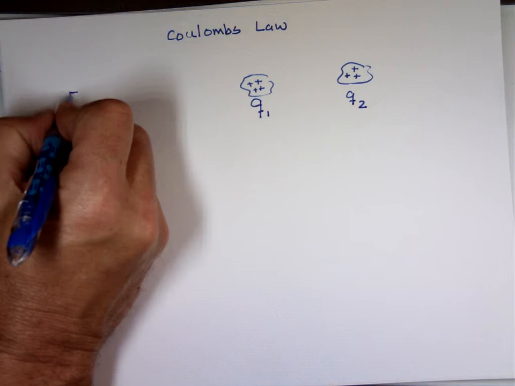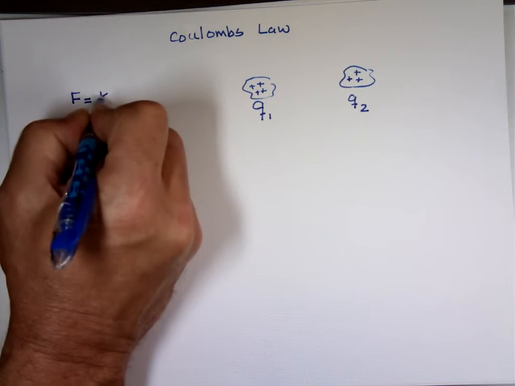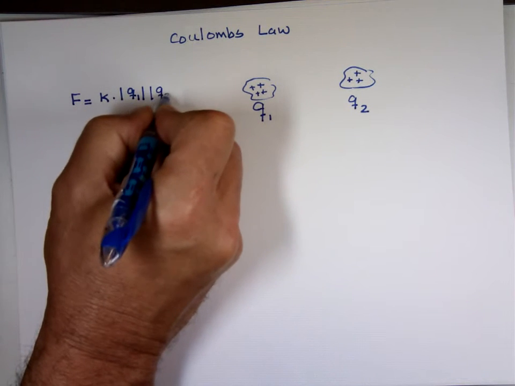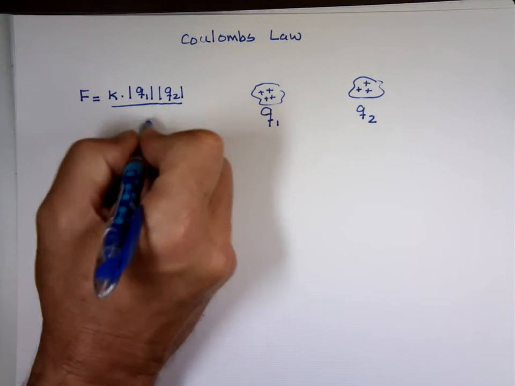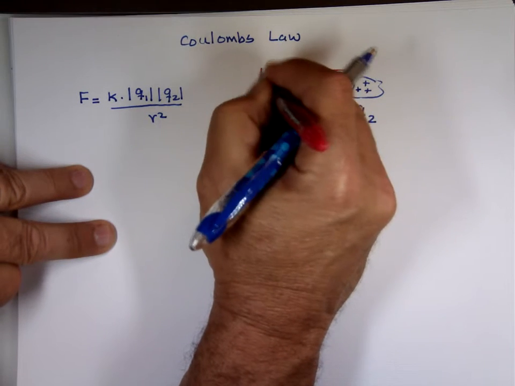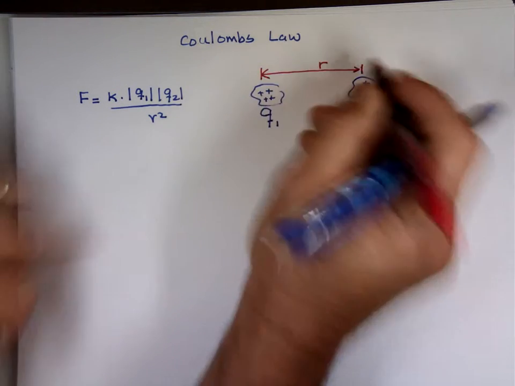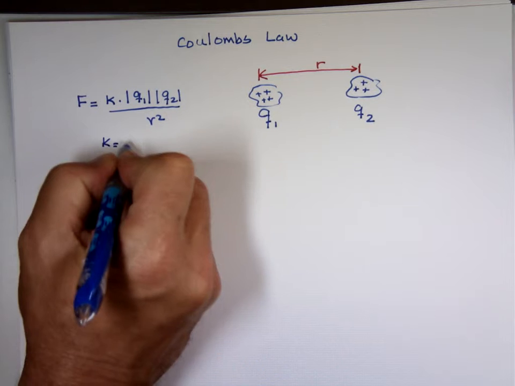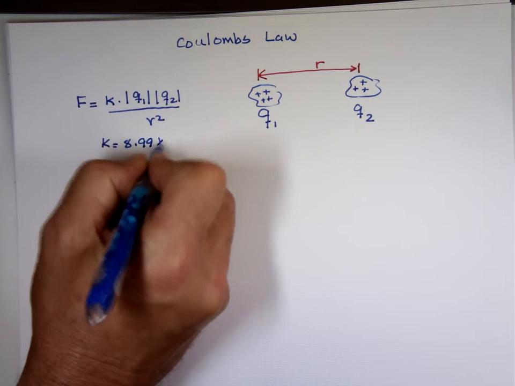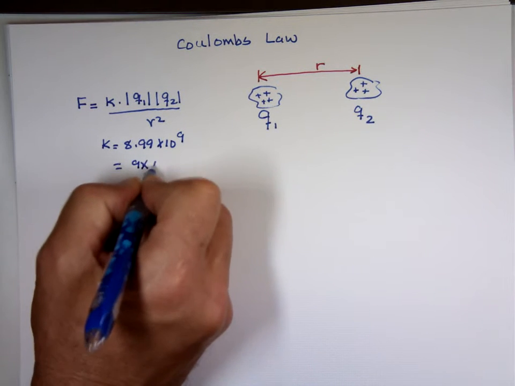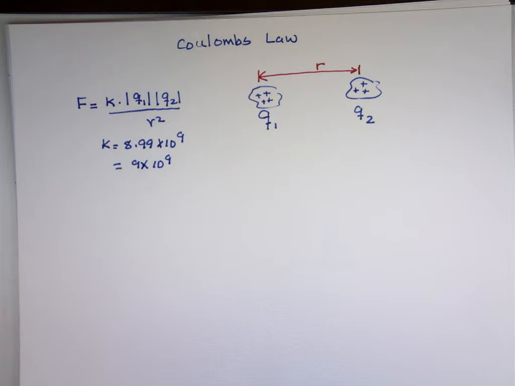There's a force between them, and the value of the force is K times the absolute value of Q1, the absolute value of Q2, divided by the distance squared. The distance from the center of this to the center of this. That's Coulomb's law. K is a constant, 8.99 times 10 to the 9th. A lot of times you'll see me write that as 9 times 10 to the 9. It's a constant.